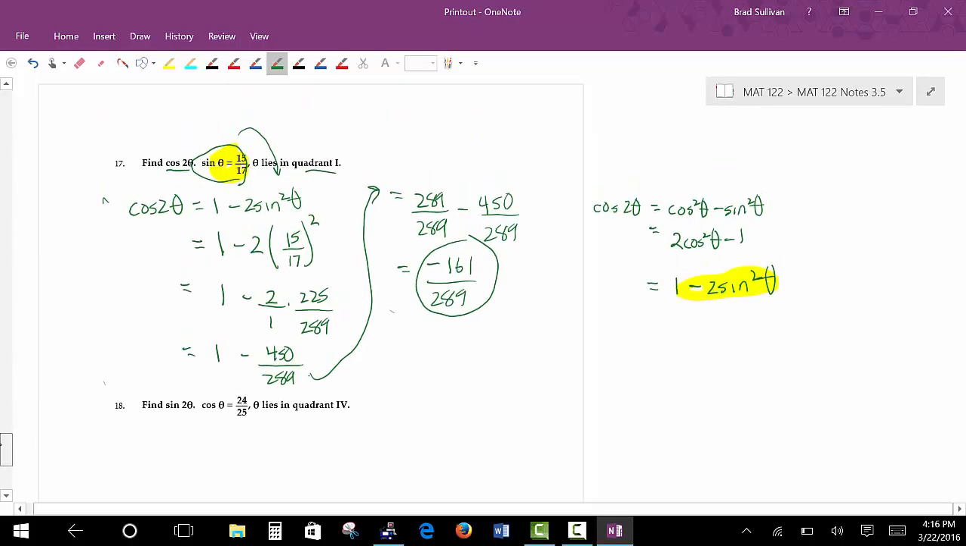Now this is a problem that you could actually interpret on your calculator. So I'll see if I can pull the calculator out.